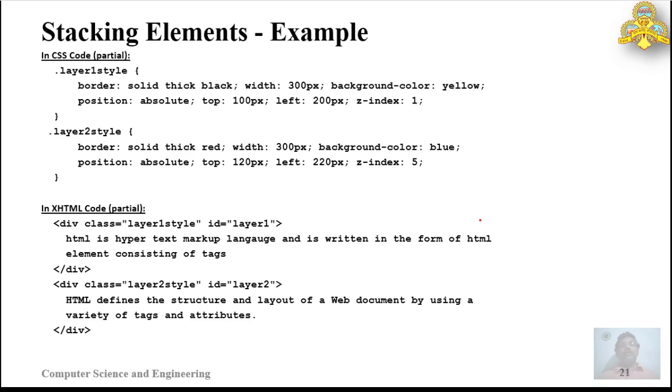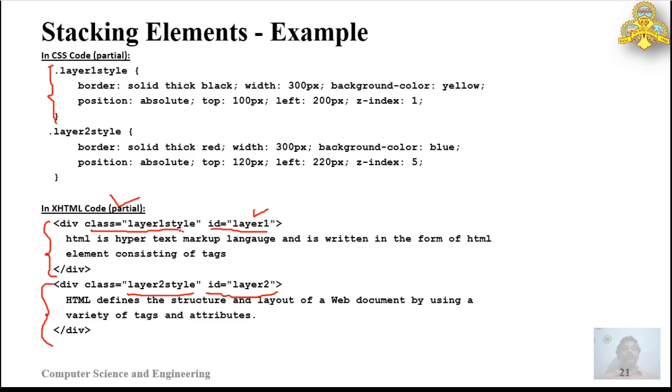Here is a small partial code of the web page, which you already practiced in the laboratory experiments. In the XHTML code, observe that only a partial is given. There are two div sections. One has the id layer1, another has the id layer2. The id layer1 follows the class rule layer1 style, which is specified in the CSS file. Either it may be in the same file or in an external file. And the layer2 div section follows the class rule of layer2 style.